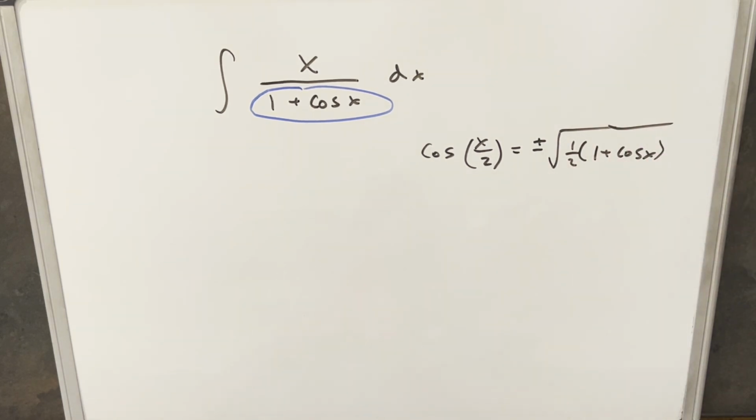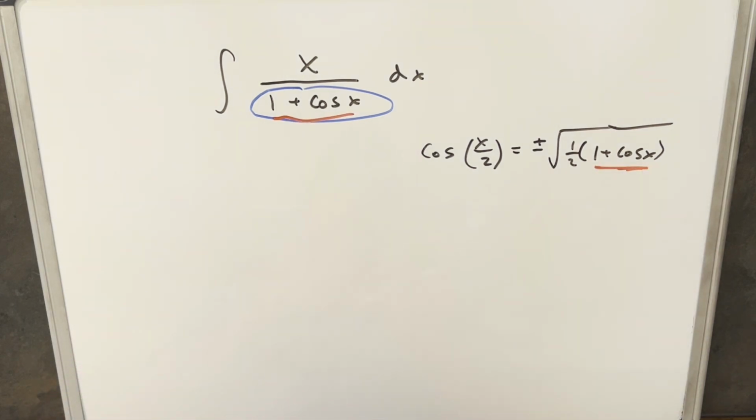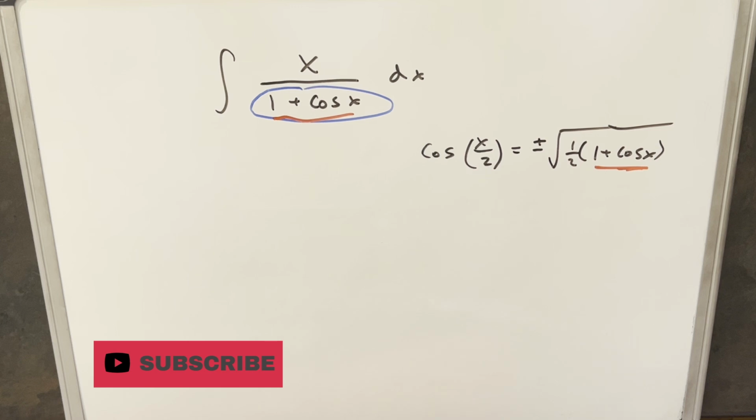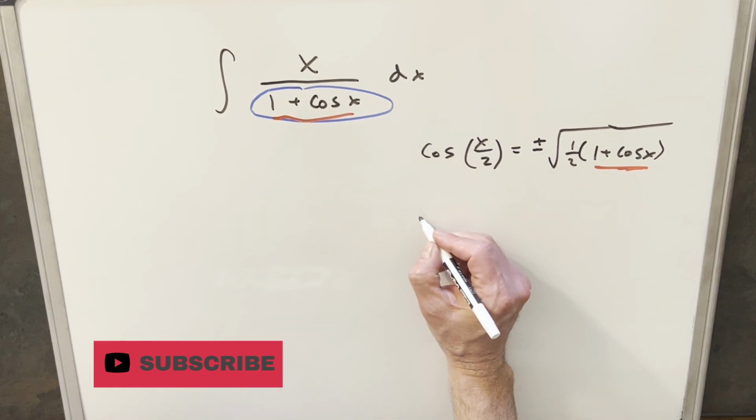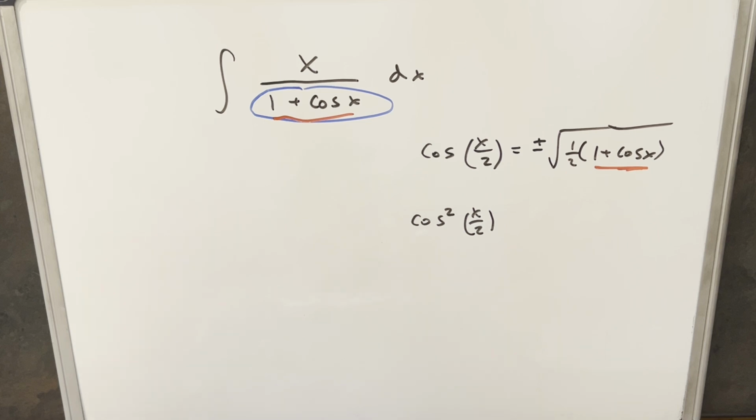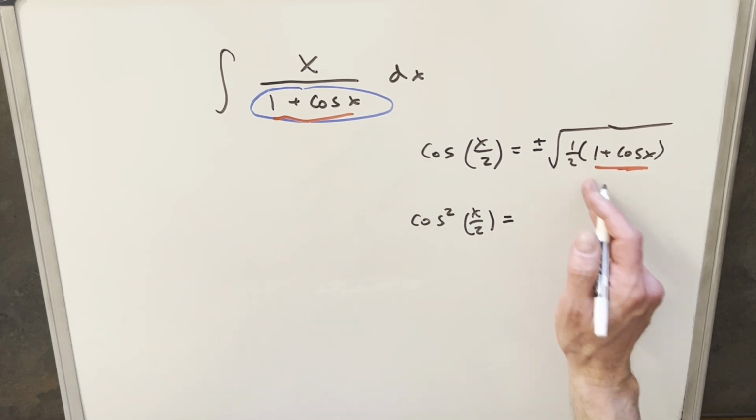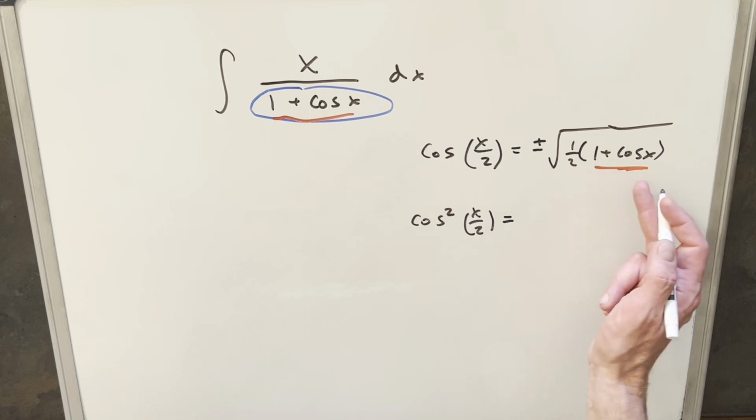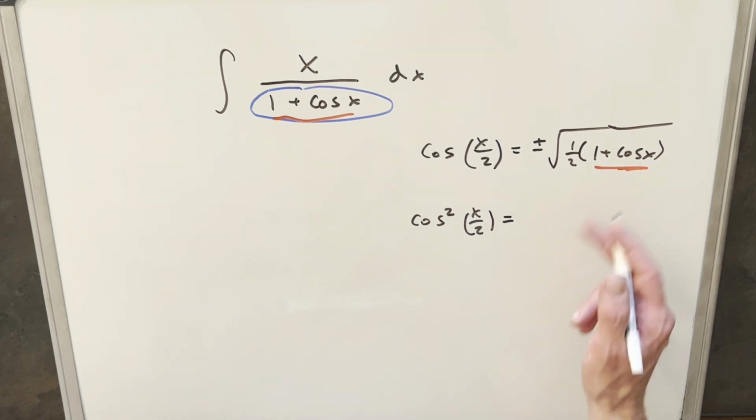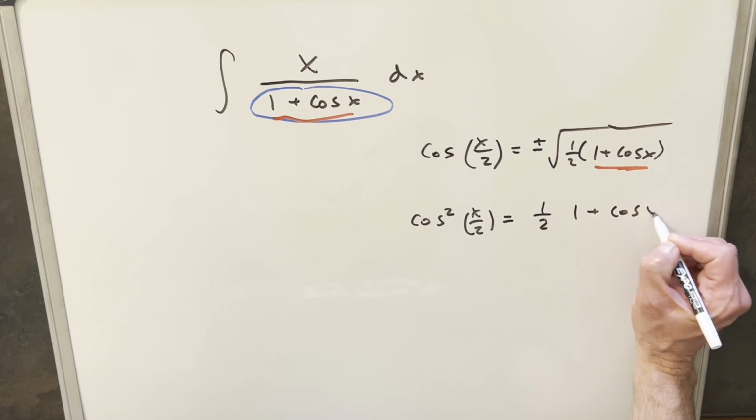And so I think you can see my motivation for doing that, because what we have in the denominator is exactly what we have in here. We just need to isolate this. First, I'll square this and get a value for cosine squared x over 2. The nice thing is the plus or minus goes away when we square it. And we don't need absolute value because cosine is never greater than 1, so this is always going to be positive. So we end up with half times 1 plus cosine x.